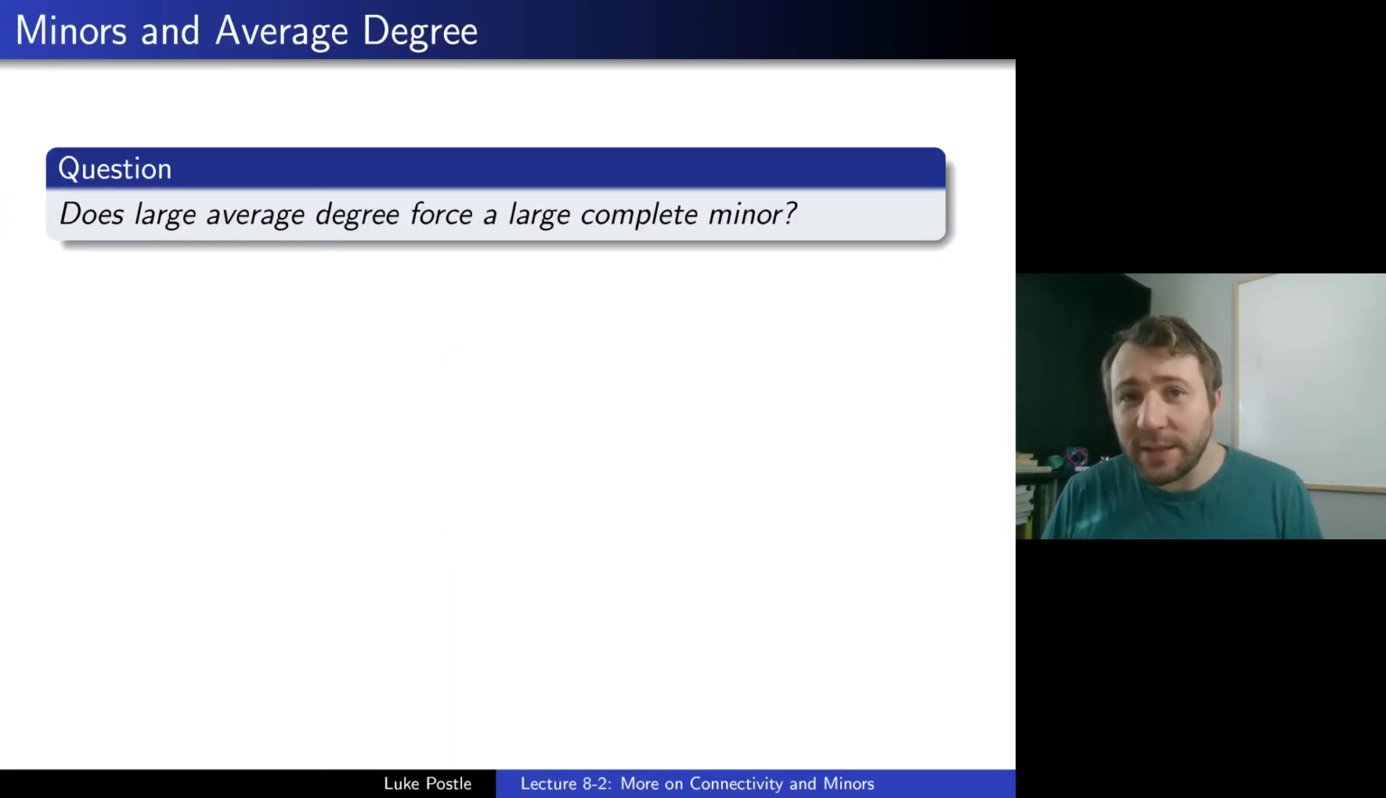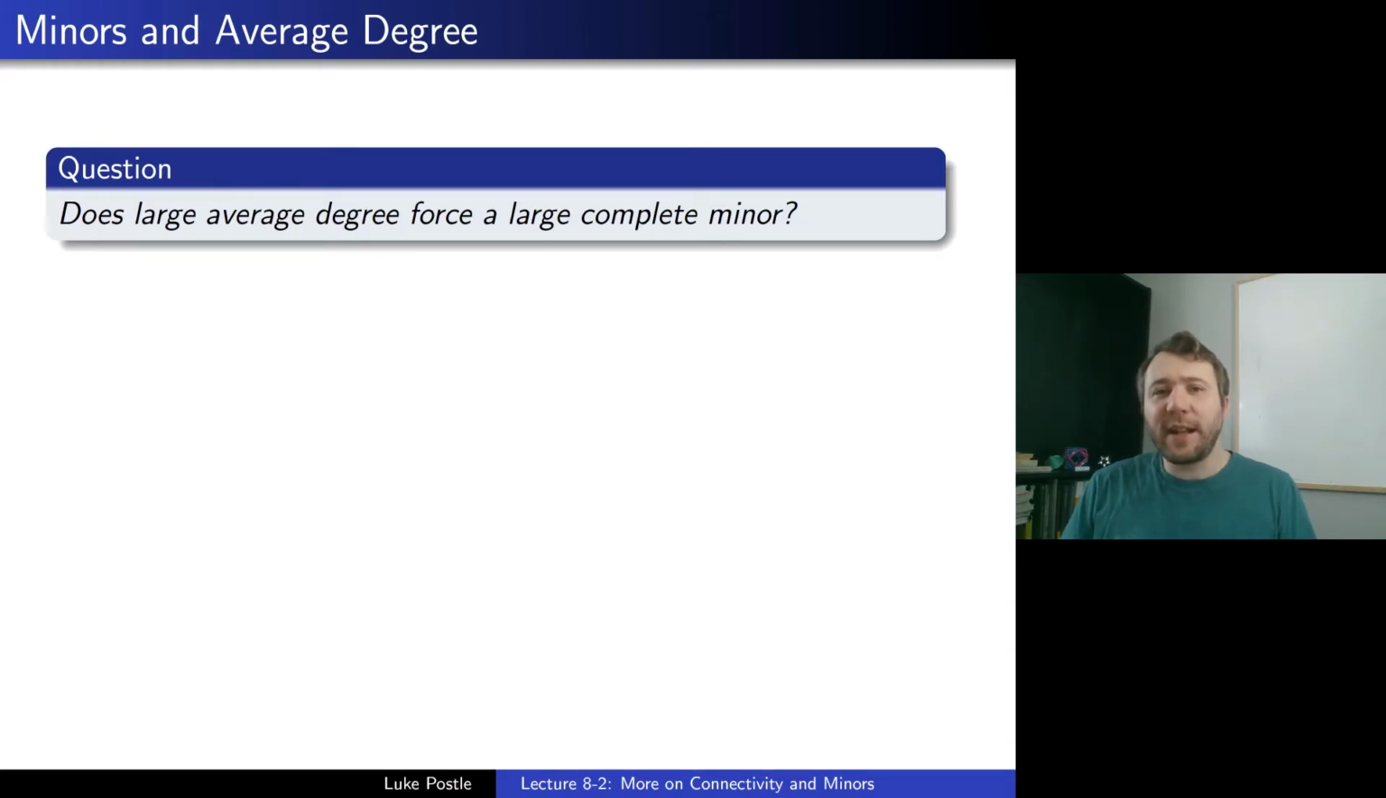So what we'll be discussing today is a number of questions relating to minors, average degree, subdivisions, connectivity, and chromatic number, fundamental questions in the field and the answers that have been developed over the years. So let's start with minors and average degree.